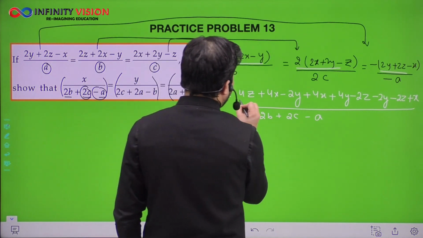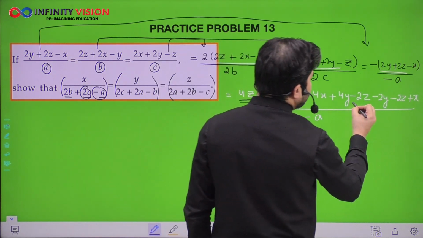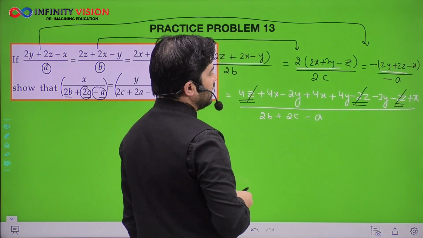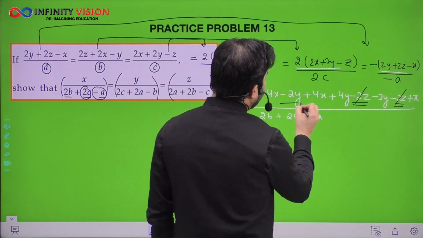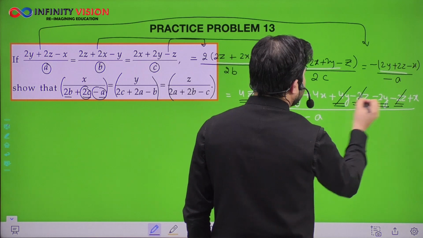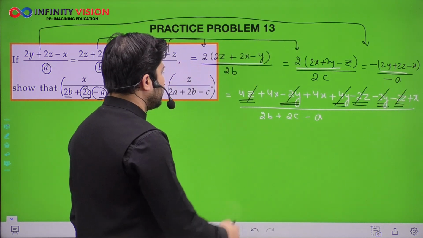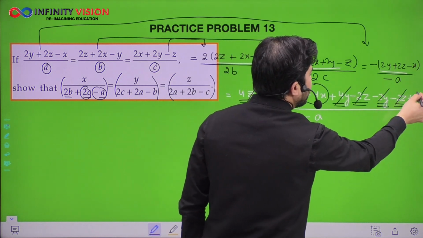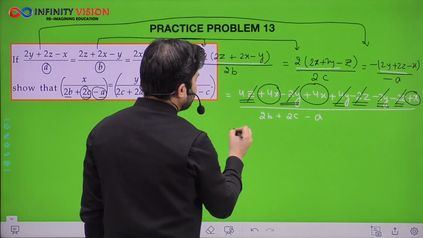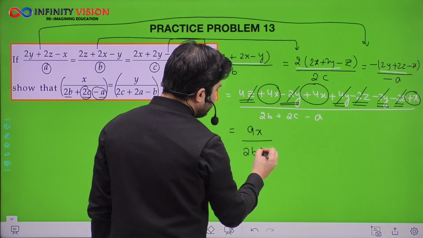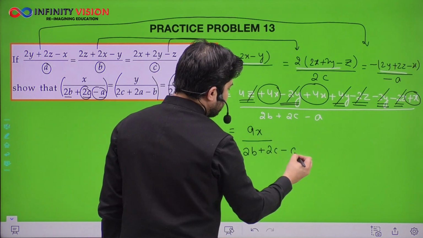Now you have 4z here, you have minus 2z and minus 2z. So this and this would be evaporated. You have minus 2y plus 4y. Again, this will cancel each other. Now you have 4x plus x, so that makes it 9x upon 2b plus 2c minus a.